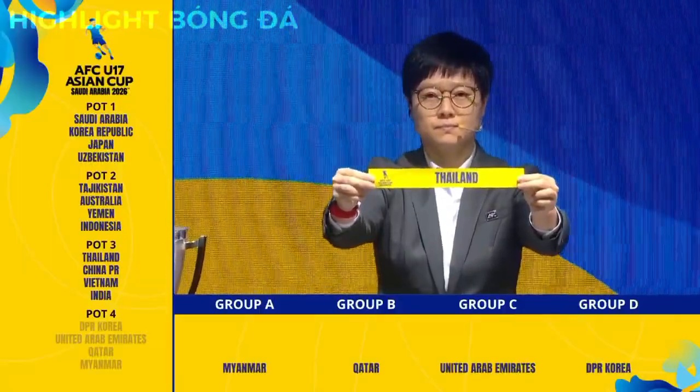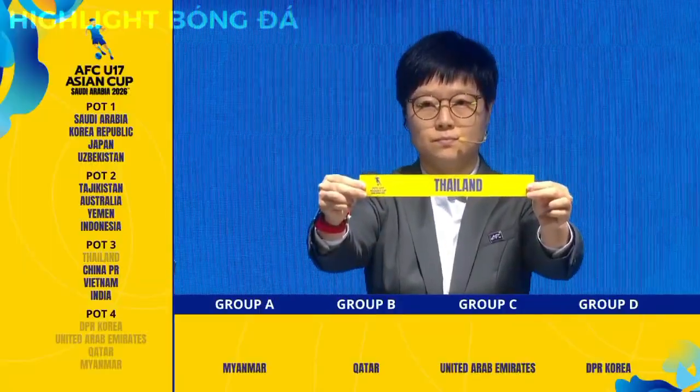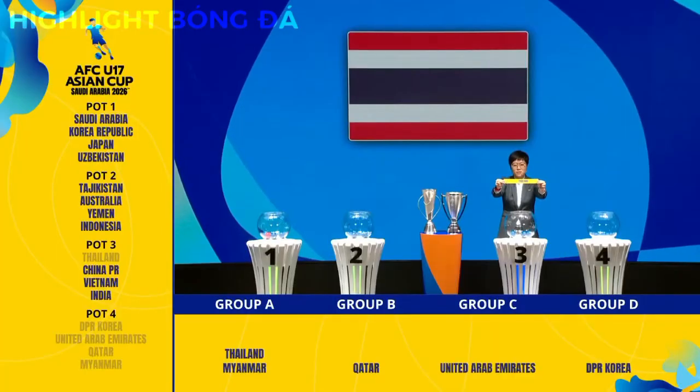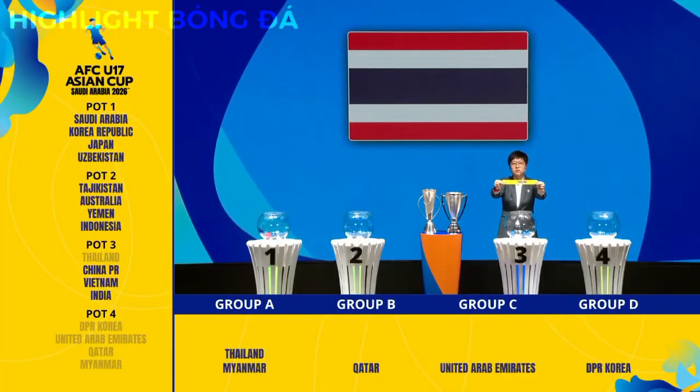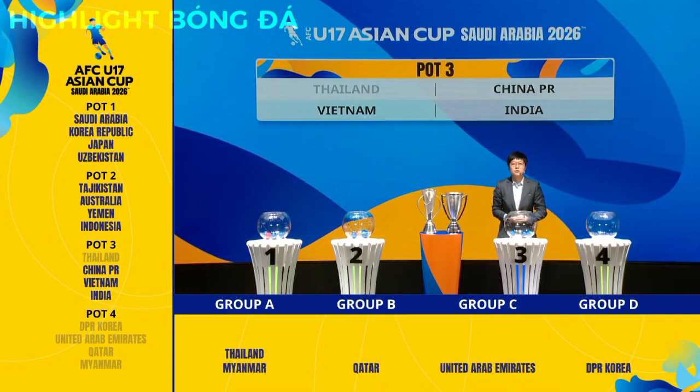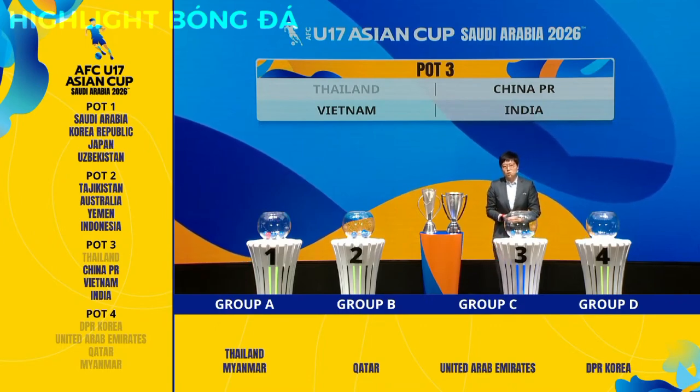Thailand. Thailand's best finish in this competition was actually a champion's title back in 1998. In the most recent edition in 2025, they only completed the group stage. Thailand in A3, and we move on for B3.